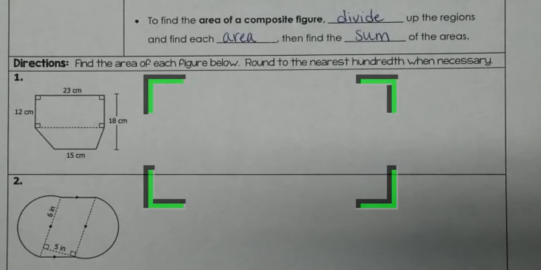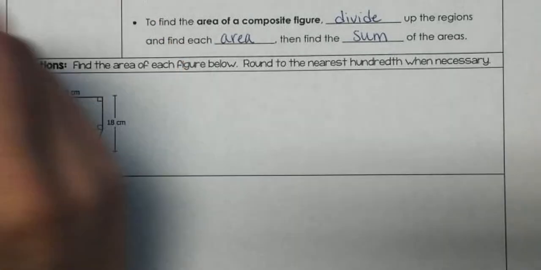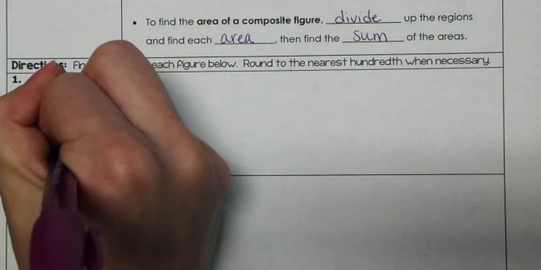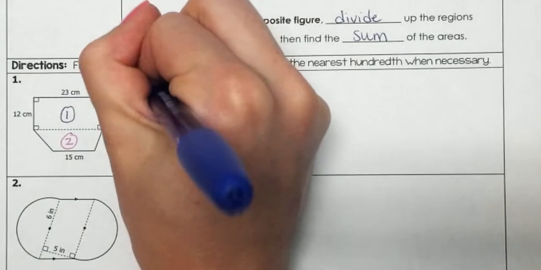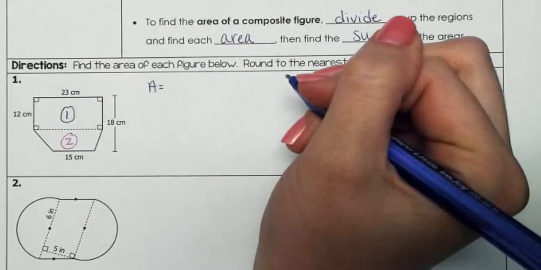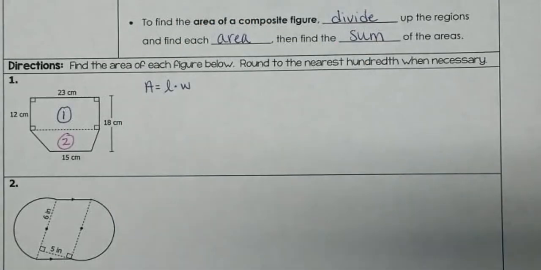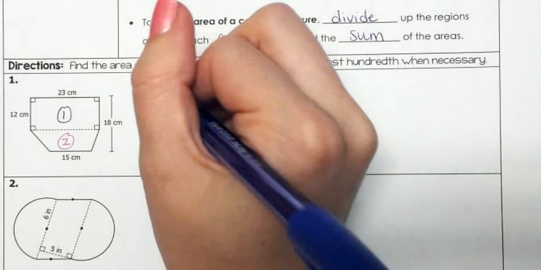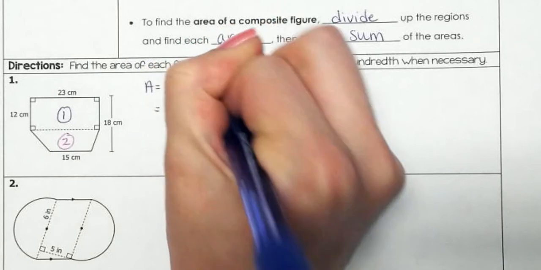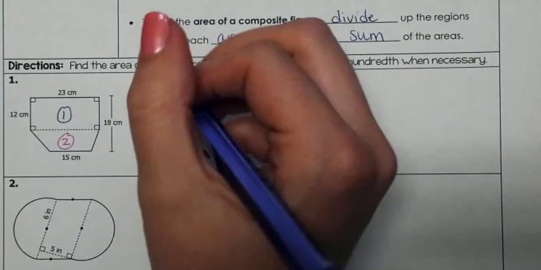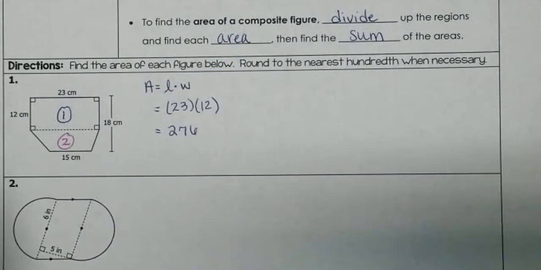I'm going to split this figure up into two different figures. This is going to be my figure 1, and in a different color I'm going to name this figure 2. I'm going to find the area of figure 1 first. Now that is a rectangle, so it's going to be length times width, correct? So we are going to find the length and the width and multiply them. So I'm going to take 23 times 12. And that's going to give me 276. It's one of my areas. Now I need to find my next area.